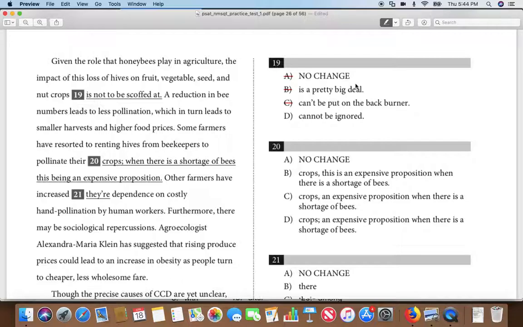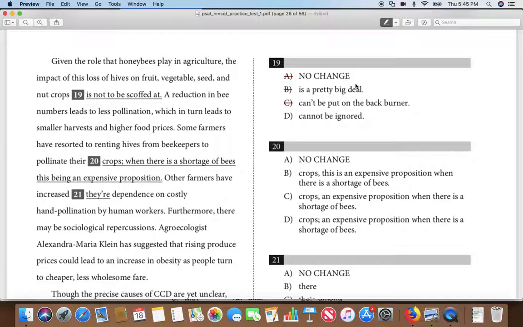Nope. Yeah, even if you read A and you're not sure what rule you're being tested on, once you look at the other answer choices, you're like, it's a pretty big deal, super conversational. Oh, okay, I know what they're testing us on now, right? So again, always look to the answer choices for clues as to the rule that's being tested. Great job. Caroline, go ahead and read the next sentence, reduction in bee numbers.